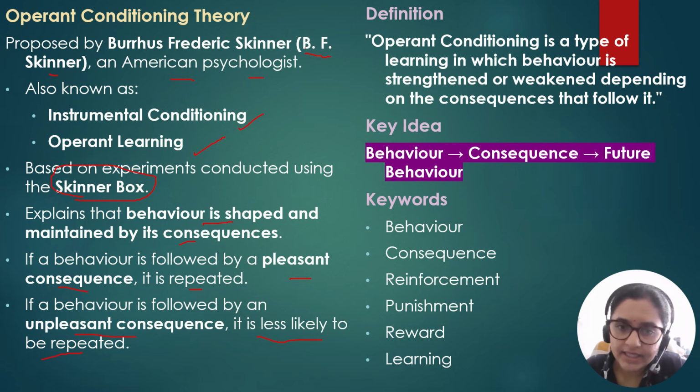So operant conditioning is a type of learning in which the behavior is strengthened or weakened depending on the consequences that follow it. That means whatever reaction a person gets towards a particular behavior that he displays, based on that reaction, the person will repeat or not repeat that particular behavior. So what is the key idea? First, behavior. Next, consequence. A person will behave in a certain way, and based on his behavior, there is a consequence or a reaction. Then, based on that consequence or reaction, the future behavior of that person will depend. So these are the keywords: behavior, consequence, reinforcement, punishment, reward, and learning. These are mostly used in this particular theory.